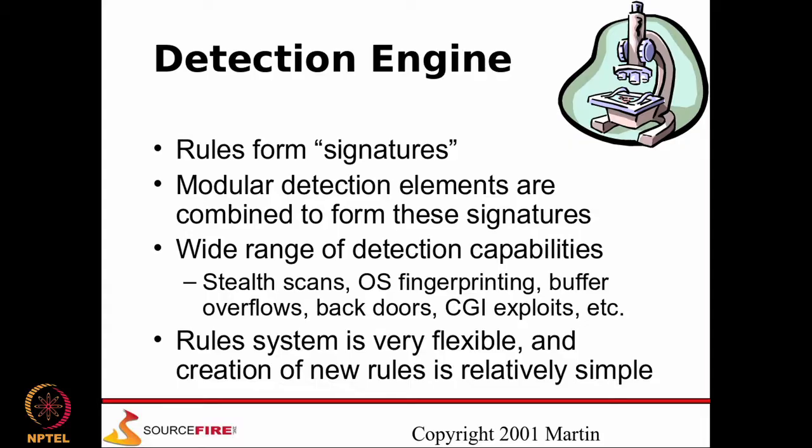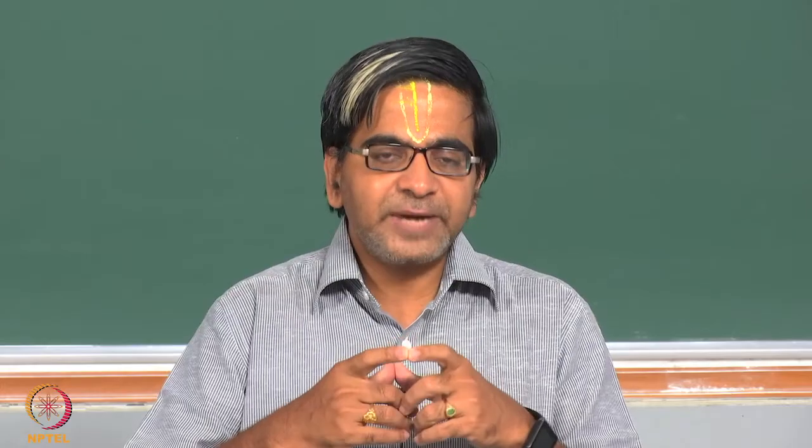I could find a stealth scan, I could detect an OS fingerprinting attempt, I could analyze and detect a buffer overflow packet, most of the backdoor entries that are possible, and so on and so forth, right. These are the different typical initial attacks that an attacker would try to employ to get access into the network, number one, and number two, once they get access into the network, to find out more details about each of the devices in the network.